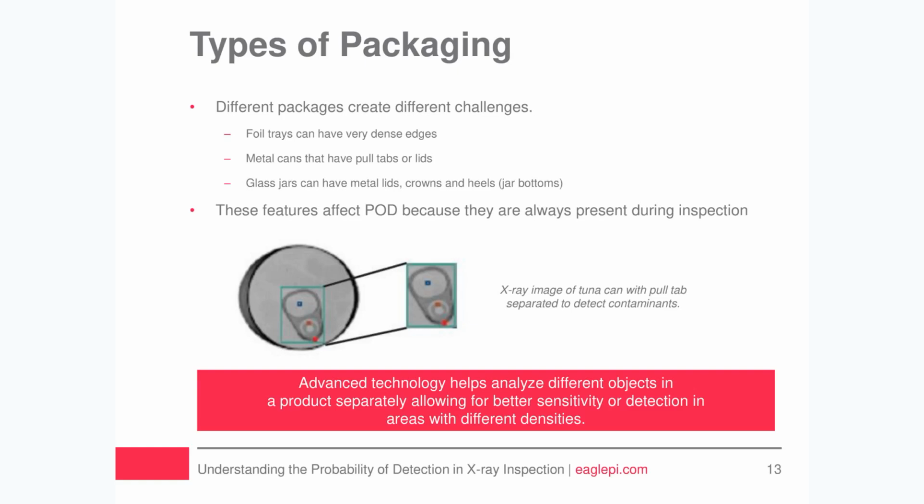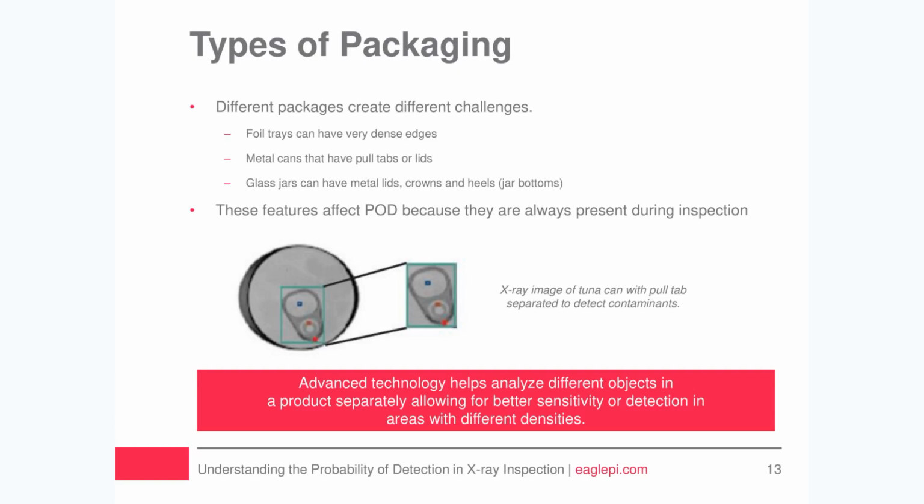Foil trays can have very dense edges. Metal cans can have pull tabs or lids, which you can see in the slide. And glass jars have metal lids, crowns, and heels, which are also known as the bottom part of a jar. And these can all prove challenging to inspect. And because these parts of the containers will always be present in the inspected image, probability of detection can be greatly affected. Similar challenges can occur with large, tall cardboard boxes, for example, case inspection.